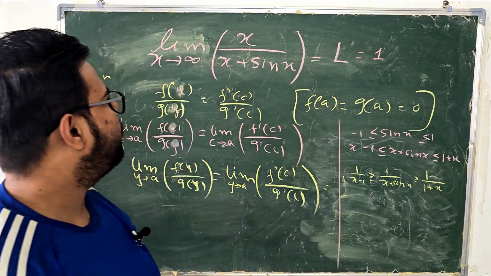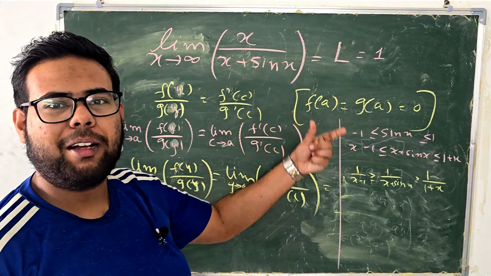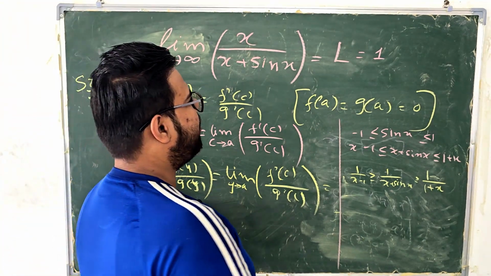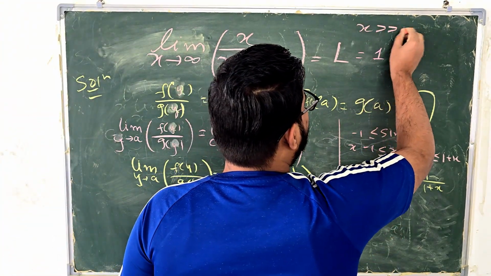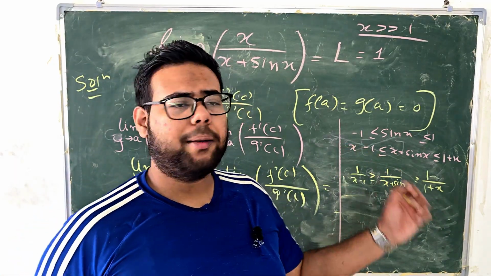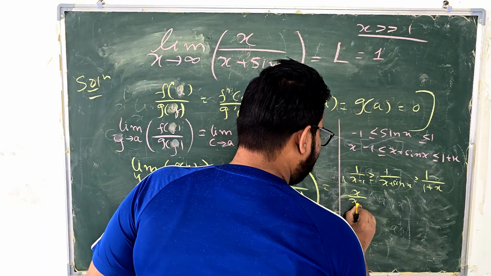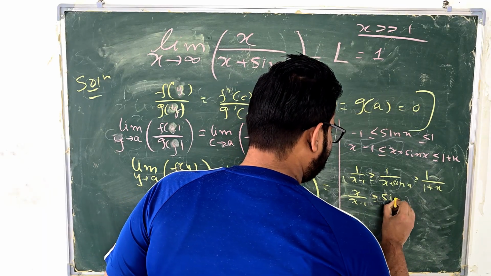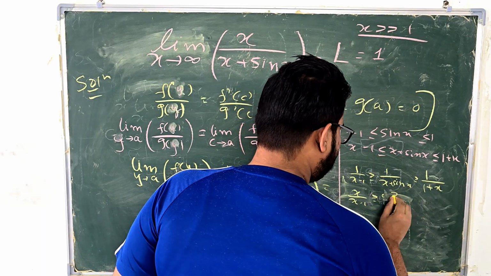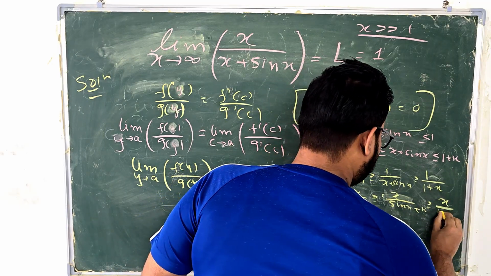Now you can just multiply both sides by x, and since x is a positive value, it is tending towards positive infinity, it is a very big value. So clearly x will be much greater than 1. Okay, so we don't need to worry about the negative sign or anything like that. So you can multiply by x both sides, so you will have x upon x minus 1 greater than x upon sin x plus x, greater than x upon 1 plus x.